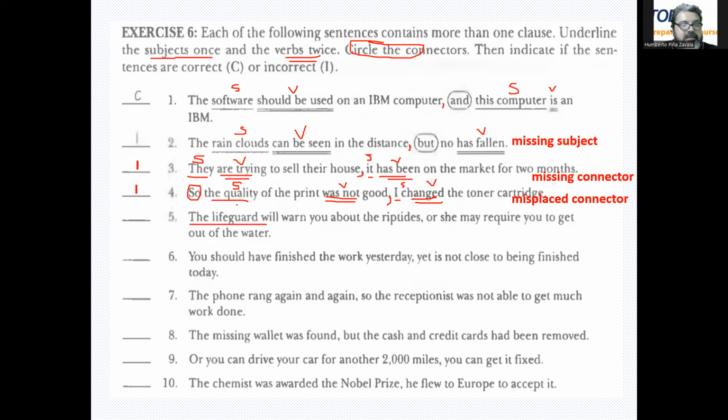The lifeguard, subject, will warn you about the riptides, or connector and the comma. She, subject, may require you, verb, to get out of the water. Okay, so everything is fine. We got the subject, we got the verb, we got the connector, and subject and verb.